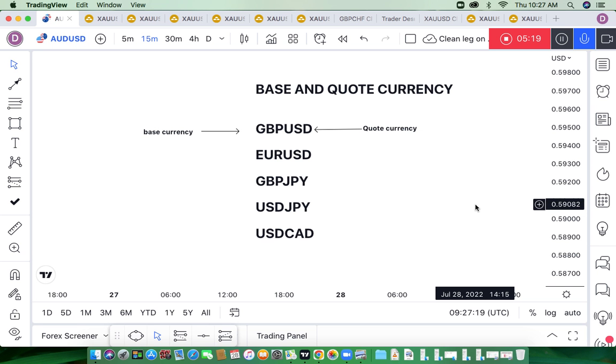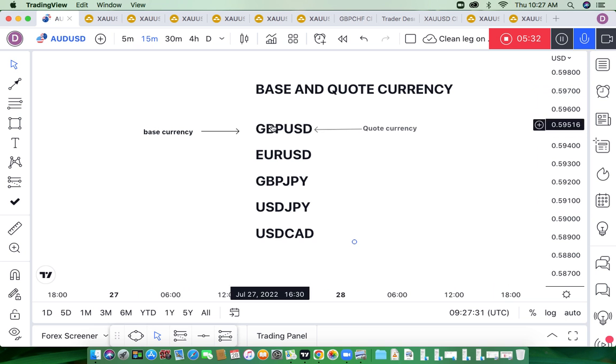So if you want to buy, it means that your analysis, your speculation or your forecast has shown that the Great British pound is going to be stronger than the USD. So you're buying. It is a simultaneous activity. You're at the same time buying this particular currency and selling this particular currency. So you're buying this against this particular currency.